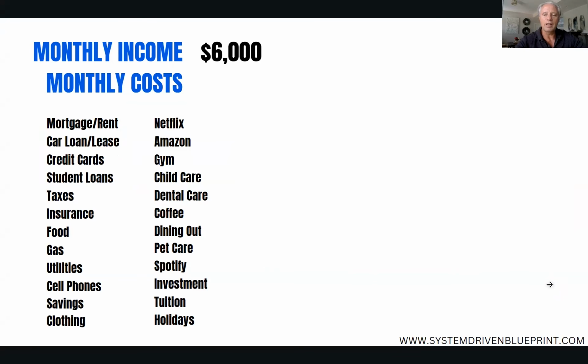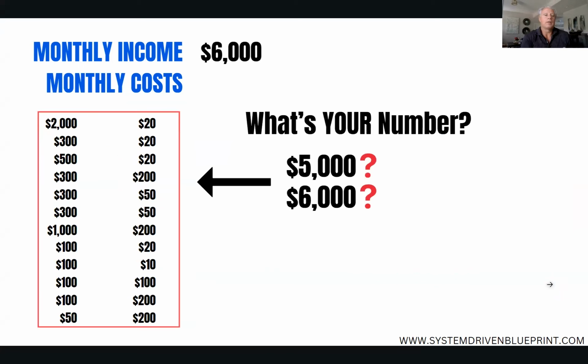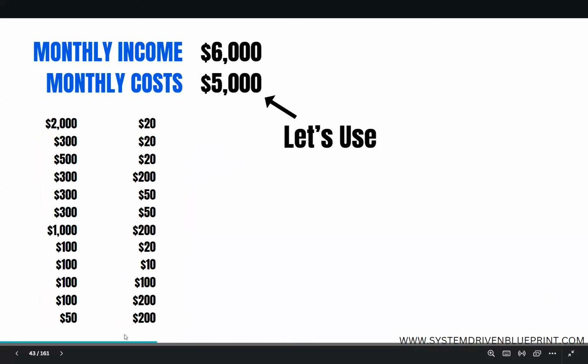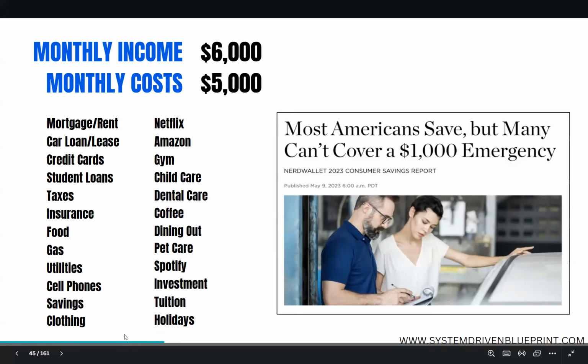So let's take these monthly liabilities and expenses and translate them into dollars. This example is showing a number, right? So you've got to think, what is your number? Is it $5,000 a month? Is it $6,000 a month? Some people call this a monthly nut. For this training, let's use $5,000. So if you're making $6,000 net every single month and your monthly cost is $5,000, you can save $1,000 a month, right? But the truth is most Americans save, but many cannot cover a $1,000 emergency.